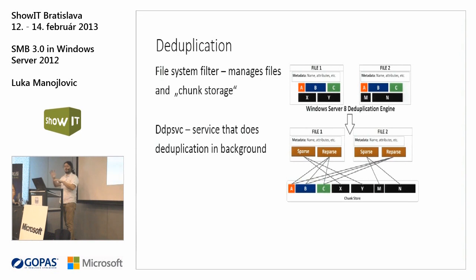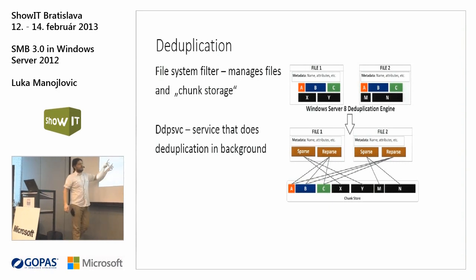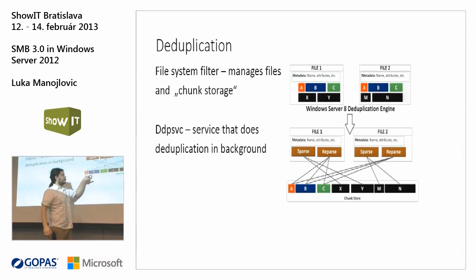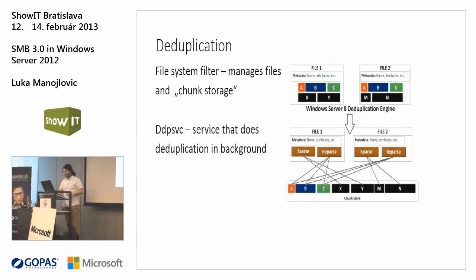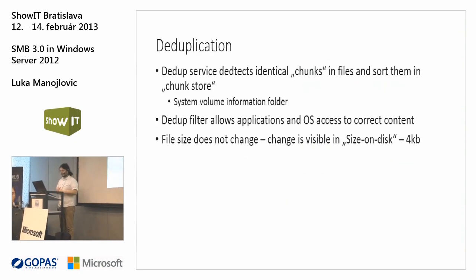You can force it, but not using the GUI. You need PowerShell to force the deduplication when you want. For example, in my demo, I will force it directly. Or you can leave it so the service will do it when the system is idle, or you can define the time slot when it will do high performance deduplication with all memory available. It searches for the same pieces of information and stores them only once, and only the differences are stored separately.